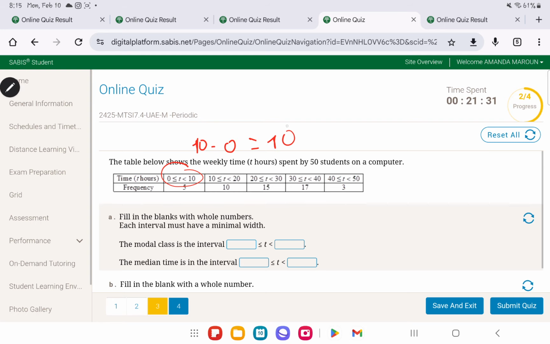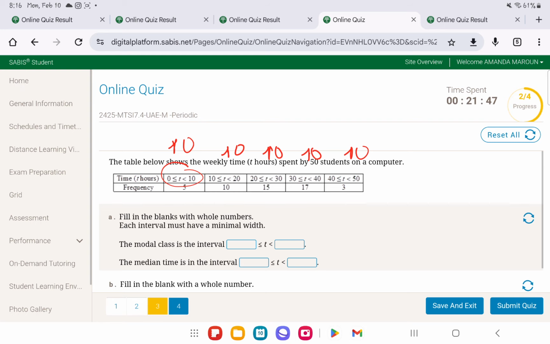So 10 minus 0 is 10. So here this has a width of 10. Here 20 minus 10, 10. 30 minus 20, 10. 40 minus 30, 10. 50 minus 40, 10. So if they are all the same width, then you can apply it normally.